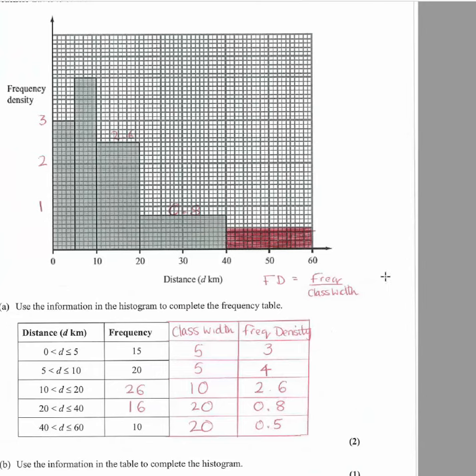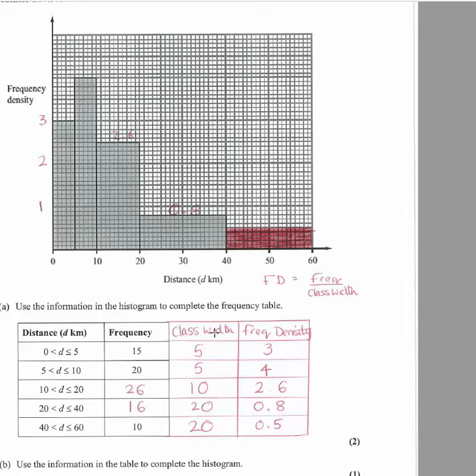So, same question. Now what you've got to understand with a histogram is that these intervals are different, and it's the area inside that is the frequency. So first of all, we're going to draw two more columns onto the end of the table that they give you.